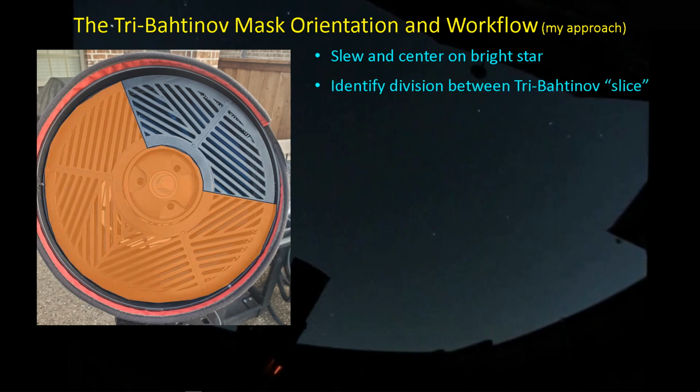Try to get as good a focus as you possibly can. And then take a look at those divisions that we were looking at in the Tri-Bahtinov mask earlier, the pairing of a straight line and then one cell with the two angled lines, so that this is an effective slice that produces a Bahtinov diffraction spike pattern. Then center that slice on the collimation tool.